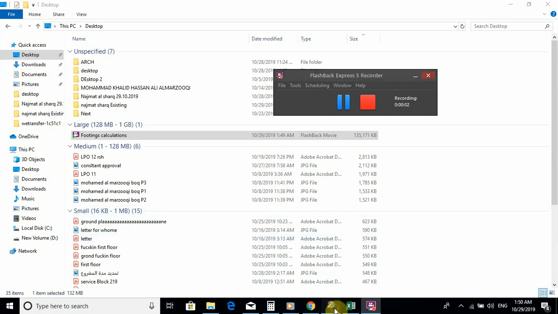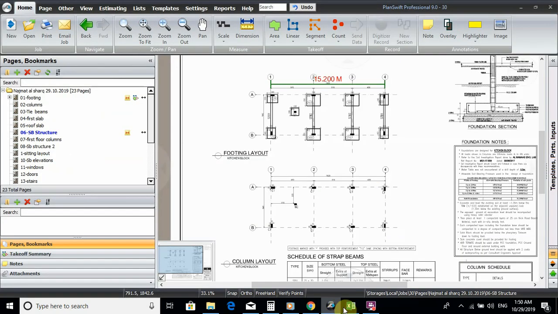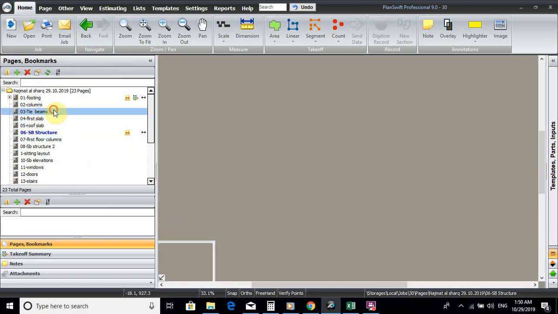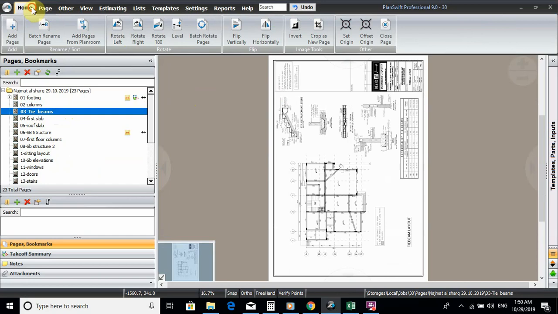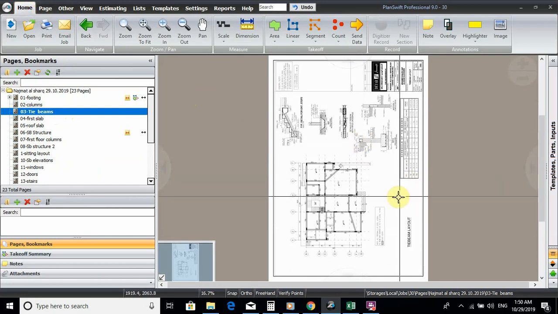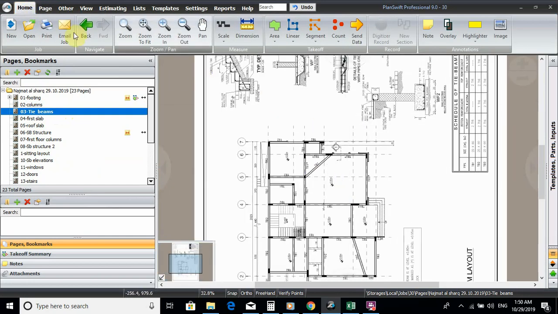Hello again, gentlemen, and now let's go to the next step of calculating. Do you like tie beams or neck columns? I like tie beams, because it shows me how easy and straightforward this Planswift software is, and how much time and energy it saves.